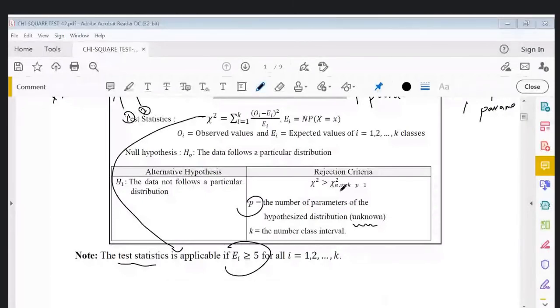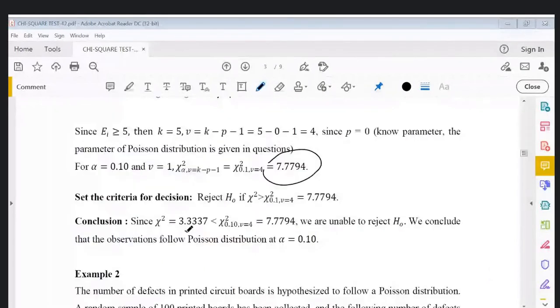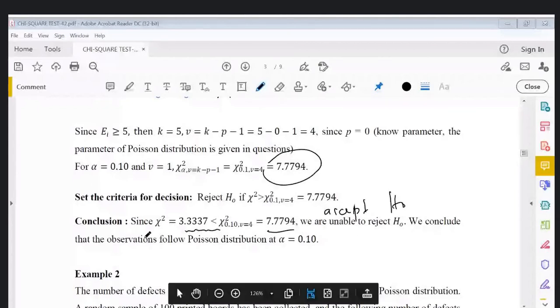Since we got the chi-square from the calculation as 3.373, and from the table it is 7, it is less. That means we accept. When we accept, we conclude the observation follows Poisson. We can conclude the data follow a Poisson distribution at alpha 0.1. Okay, I think you understand this one.